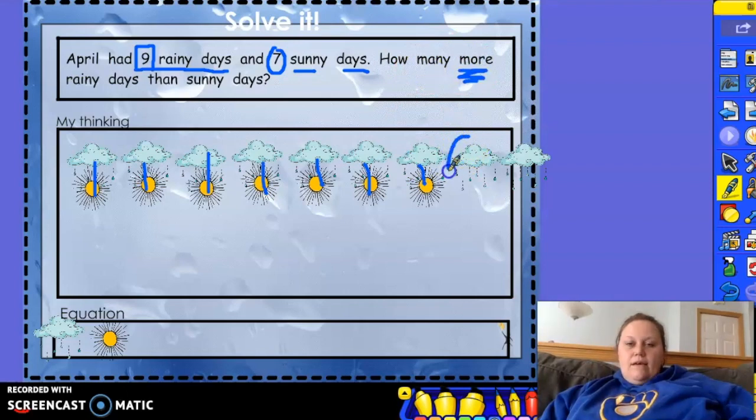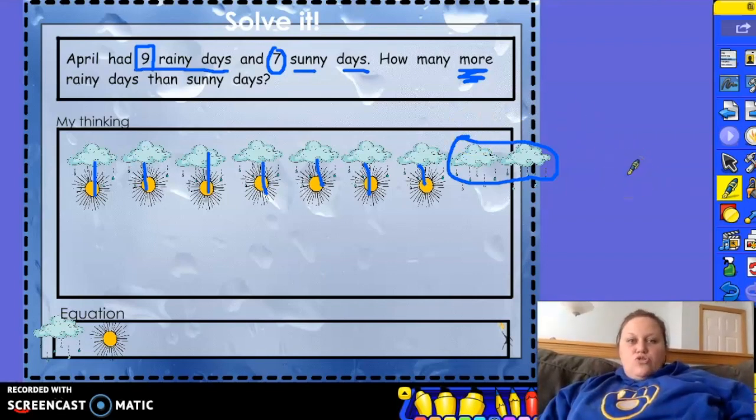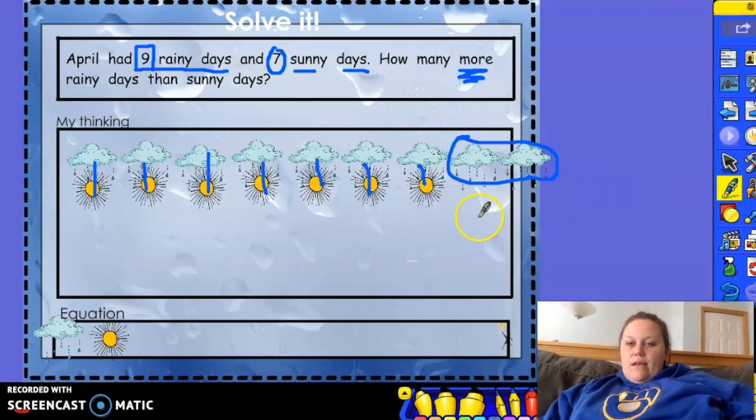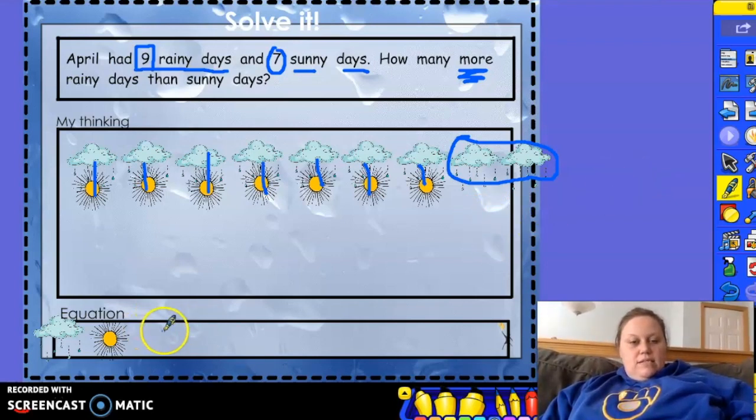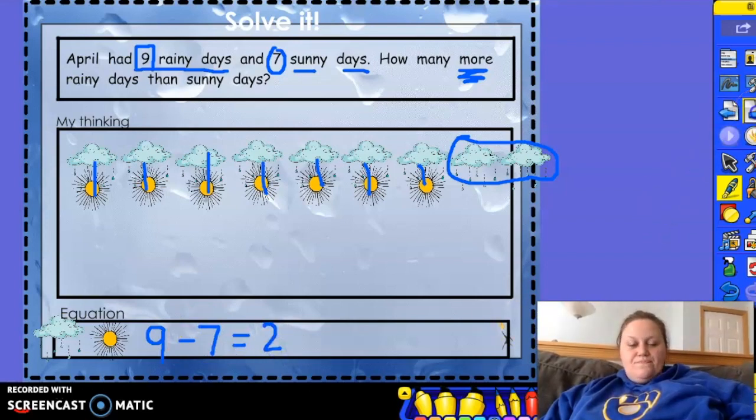Look, there are 2 extra rain clouds. That means there are 2 more rainy days than sunny days. A way to show that on your number sentence is to do this. We had 9 rainy days. We matched that up with 7, so it was actually taking away 7 to equal 2. Isn't that cool? 9 take away 7 equals 2.